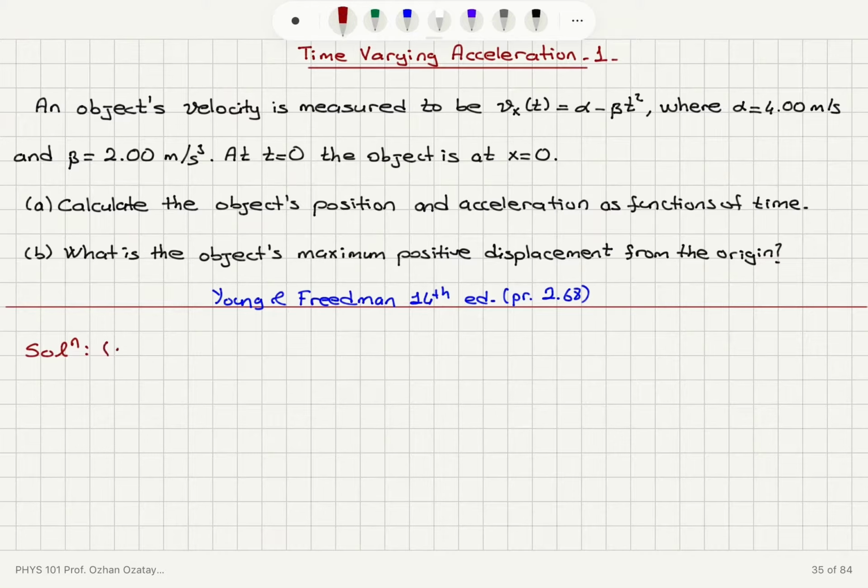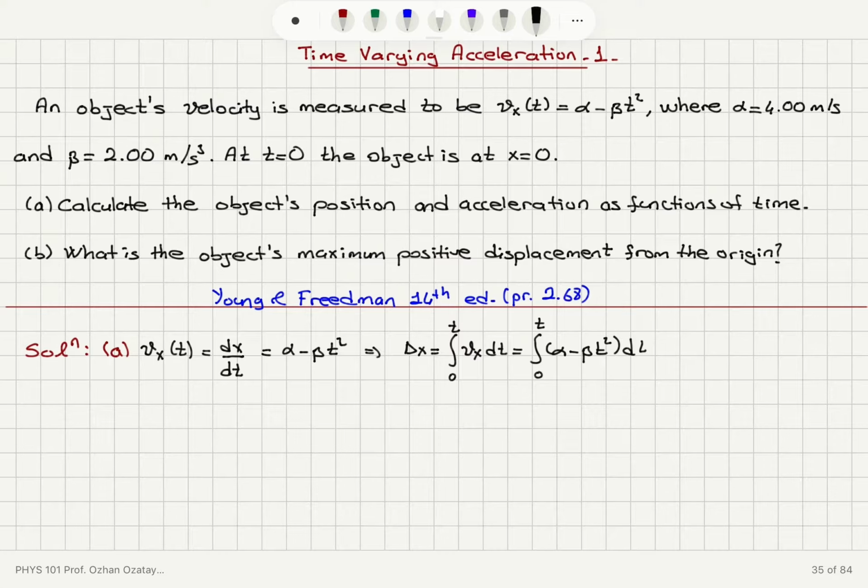So let's start with part A. The velocity Vx as a function of time t is the rate of change of its position, dx dt, which is alpha minus beta t squared. So I can calculate delta x, the change in position, as the integral from 0 to t of Vx dt, which is the integral from 0 to t of alpha minus beta t squared dt.